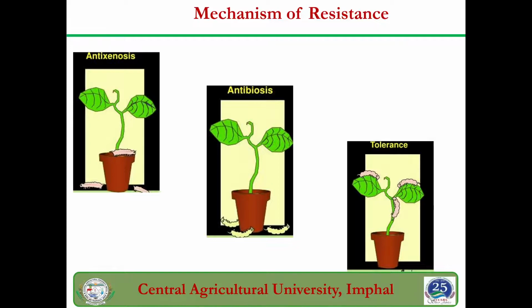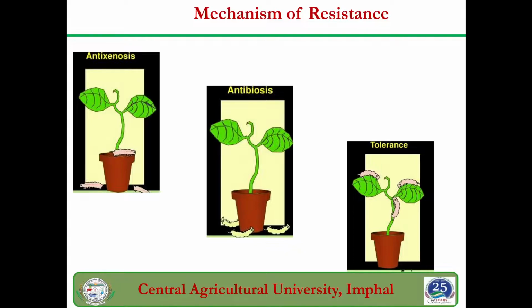So what is the mechanism of resistance? This one slide shows why we require this resistance and what this mechanism does. There are three parts: one is antixenosis, another is antibiosis, and last is tolerance. Three parts are there for the mechanism.